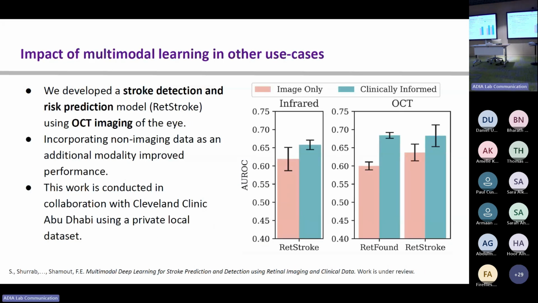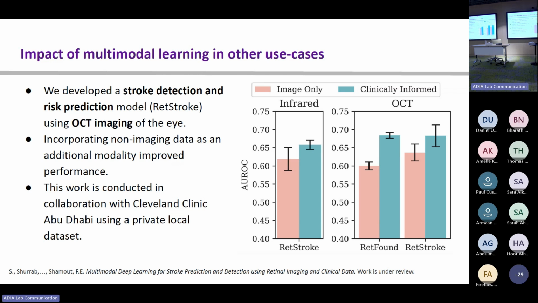We also investigated the impact of multimodal learning in other use cases. This work was in collaboration with a clinician at Cleveland Clinic Abu Dhabi, where we had OCT images of the eye, both the OCT modality and the infrared modality. And we wanted to predict the risk of stroke, or what is the association between an OCT image of the eye and a stroke. The results were very interesting because we were able to associate the OCT or the infrared with stroke with an AUC of around 0.6 to 0.7 with the 2 different modalities.